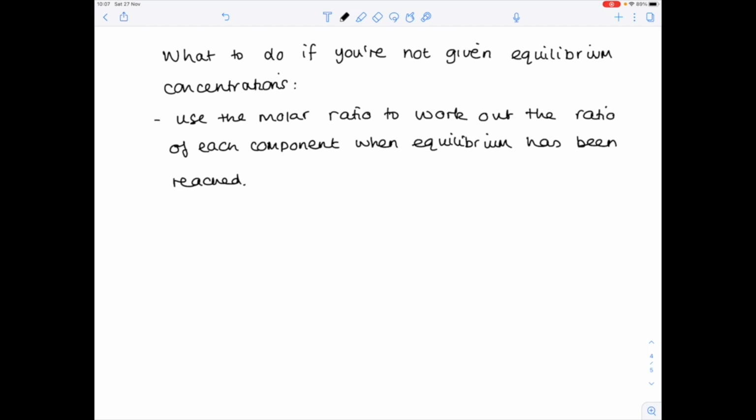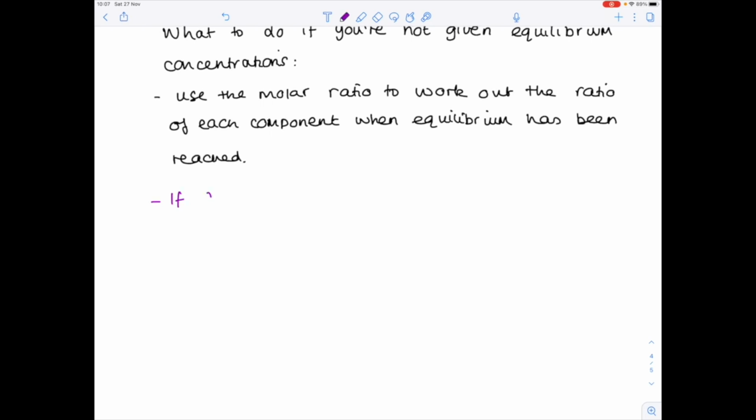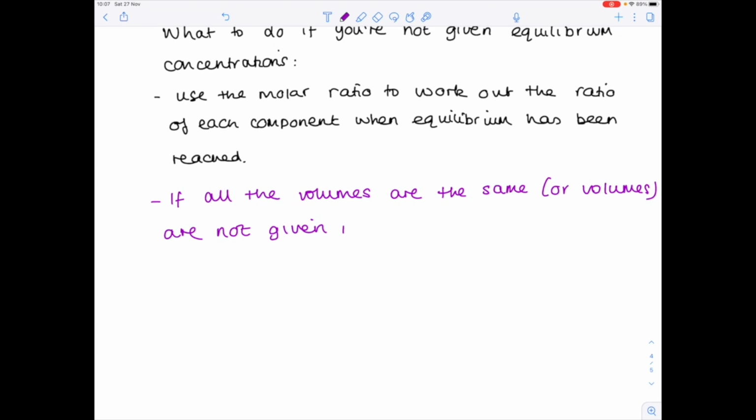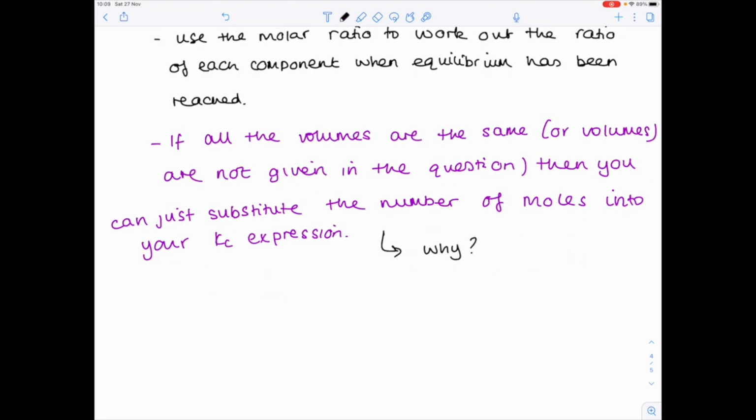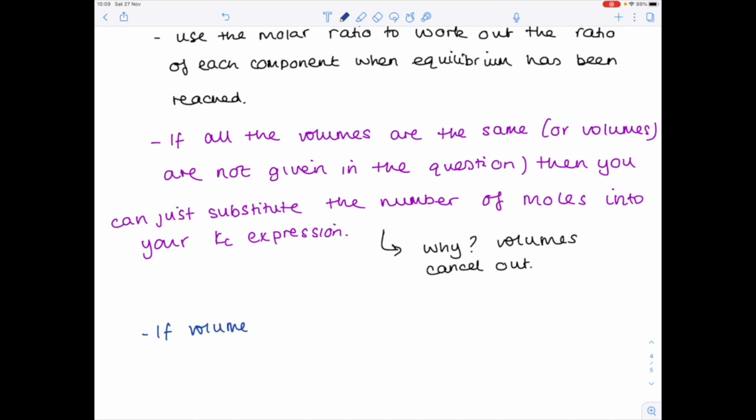And so if all the volumes are the same or the volumes are not given in the question, then you can just substitute the number of moles you've been given into your Kc because the volumes all cancel out anyway. And I'm writing a little note here as to why you can do that, because the volumes cancel out. If volumes are given in the question, you need to calculate concentration as usual.